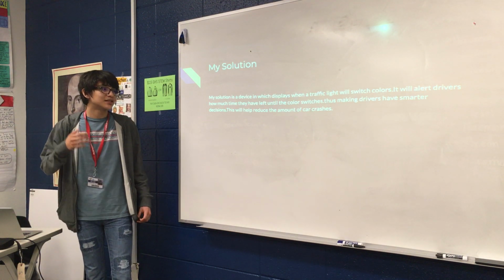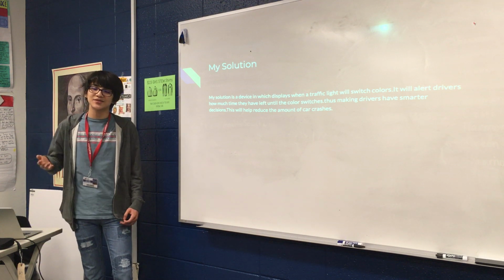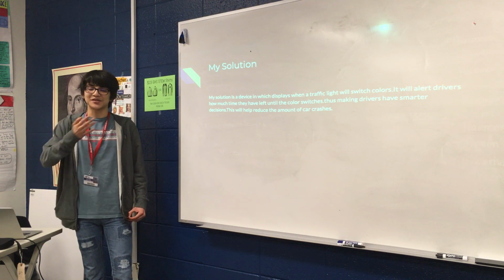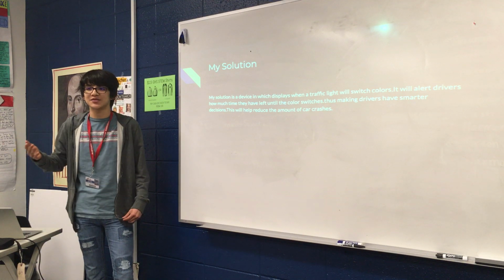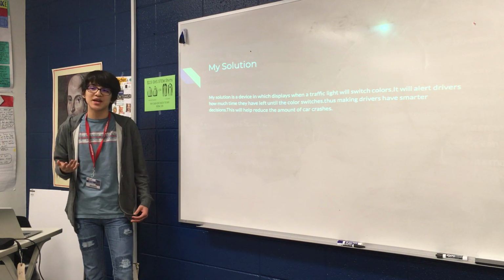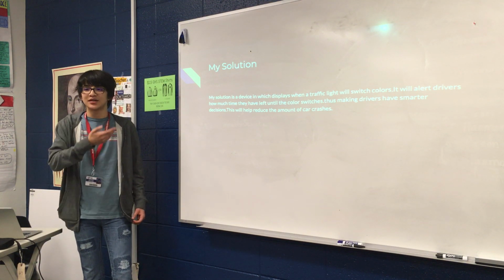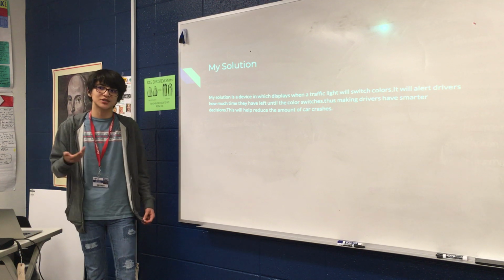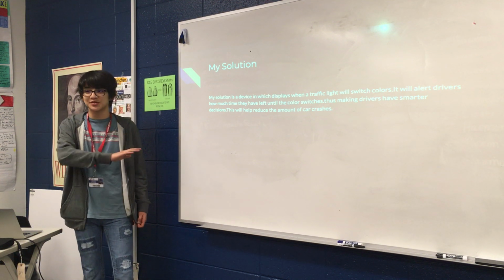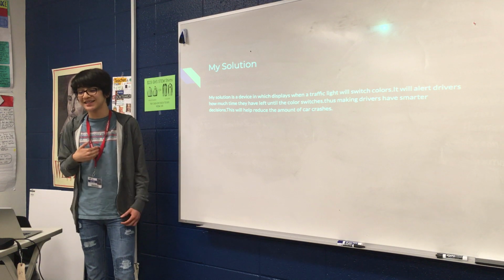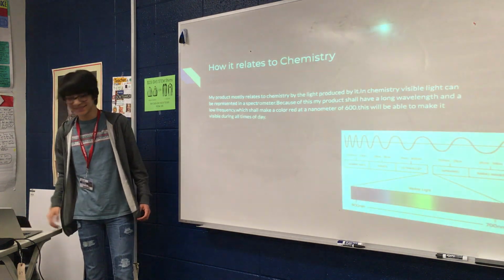So my solution is a device that displays a countdown on when the traffic light will change, right? So that people will be more prepared and they will know when to cross, if it's okay to cross, or if it's about time to slow down, right? So that's basically my idea, right?